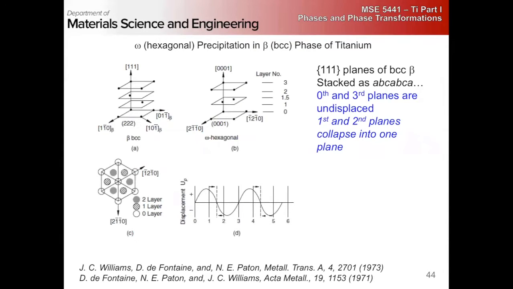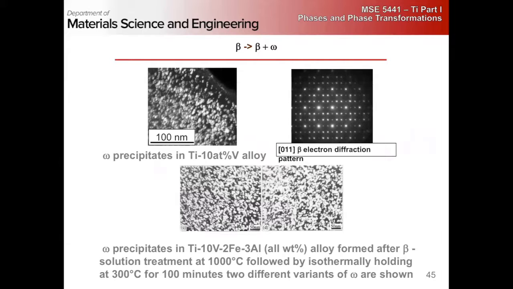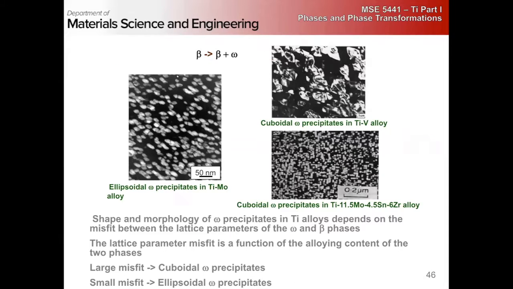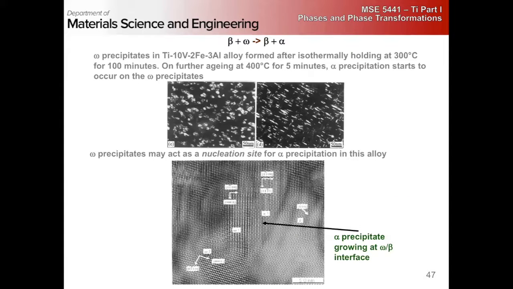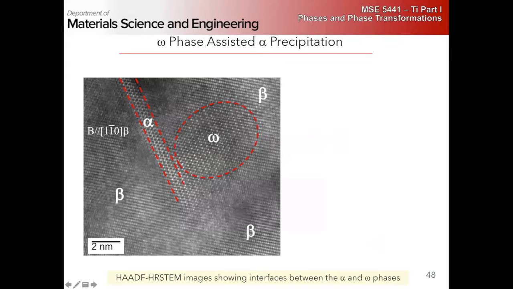We looked a little bit at the reaction. I said, don't worry about it. And sort of the morphology, and reiterated the point that these are easy sites for alpha precipitation, right? So the alpha can nucleate at the omega beta interface, right? So this is an area of research that was really big at Ohio State.